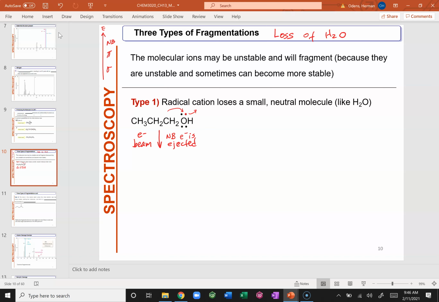All right. So we will have a CH3, CH2, CH2O radical plus H, and then one lone pair of electrons.